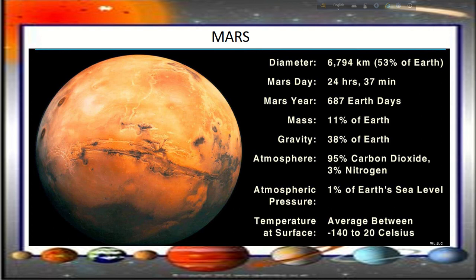Mars day takes 24 hours and 37 minutes. Then the year is 687 Earth days. Mars is 11% of the Earth, and the gravity is 38% of the Earth. The atmosphere consists of 95% carbon dioxide, 3% nitrogen and 2% argon gas. Atmospheric pressure is 1% of Earth's sea level, and the temperature averages between minus 140 to 20 degrees Celsius at the surface.